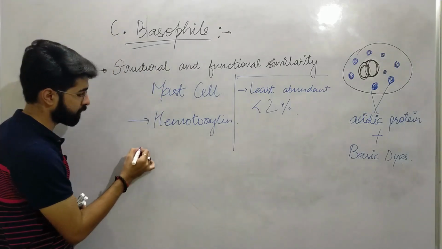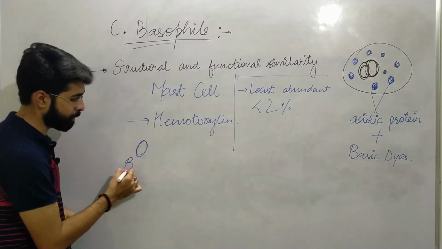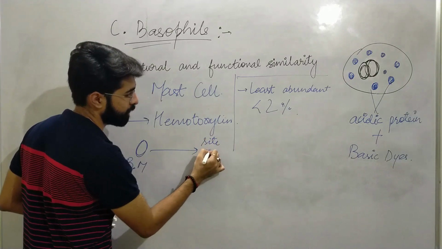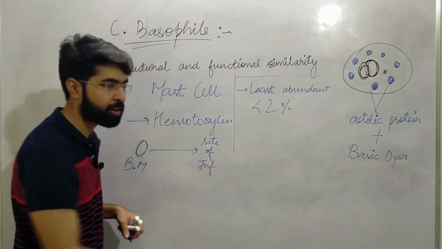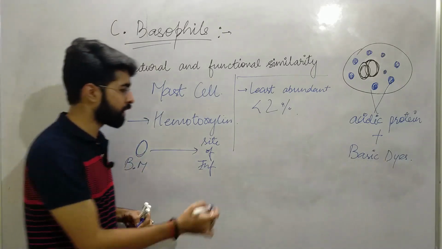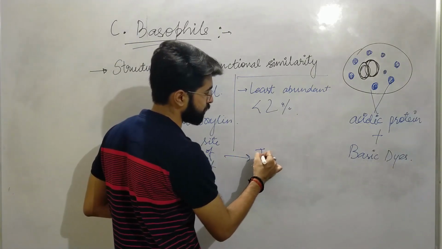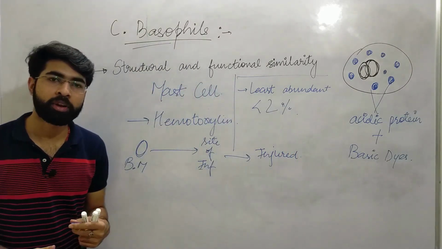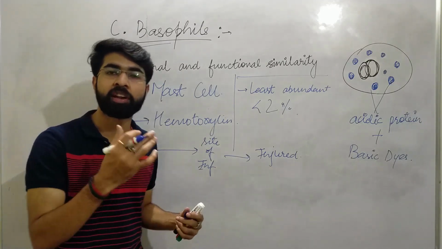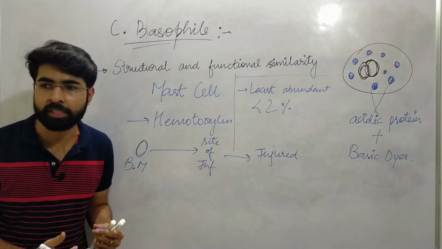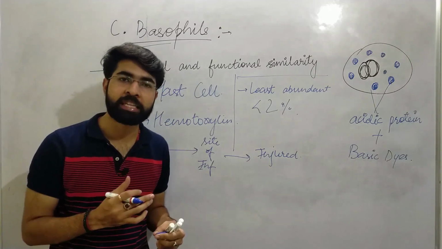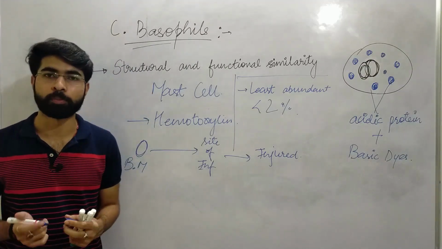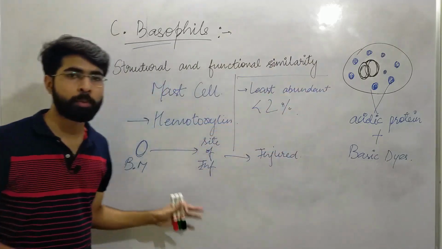Suppose this is a basophil. It is generated from the bone marrow, and whenever any infection occurs, it reaches the site of infection. Whenever it encounters the microbe and gets injured, it releases histamines, and these histamines contribute to the process of inflammation, and thus it helps in fighting the invading pathogen and microbe. Okay, so this was the overview of the basophils.